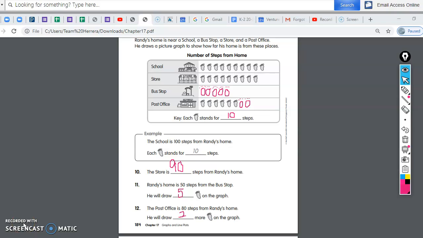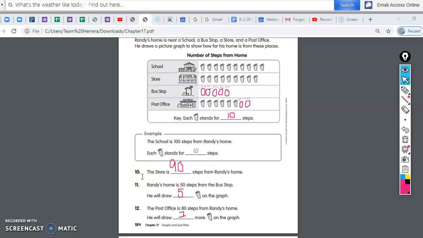Guys, welcome back. I hope you had a chance to practice page 184 on your own, and we're just going to quickly take a minute before we start on today's new work to check our answers. So I'm just going to jump right down here to number 10.